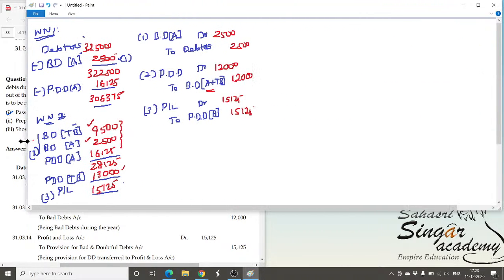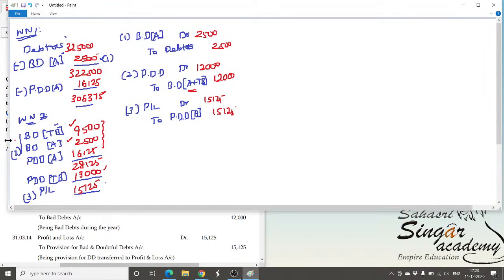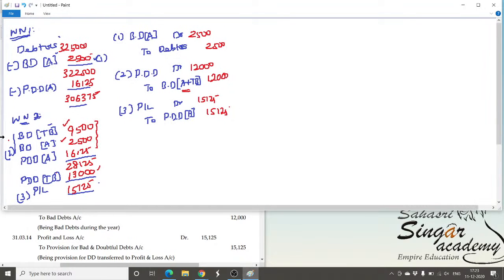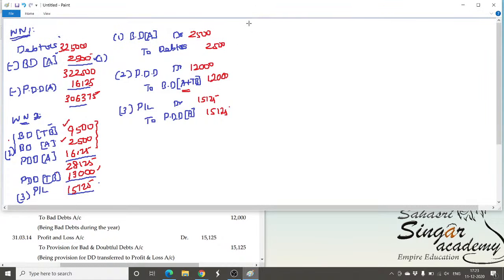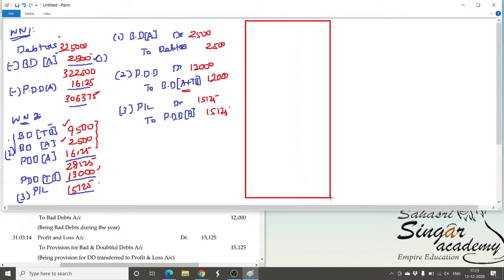Let me work out that one now here. Okay, I hope you can see the page without any disturbances, right? If you find any trouble seeing the page, you can text me.